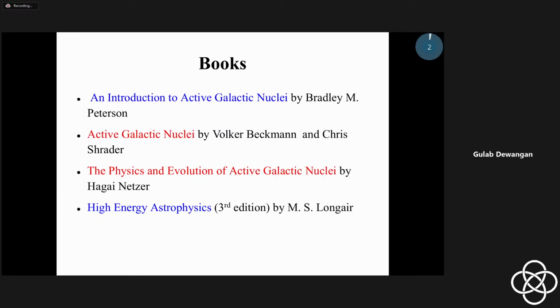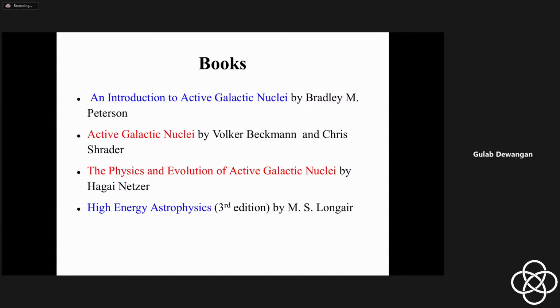Here I list the reference books. The first one, Introduction to Active Galactic Nuclei by Bradley M. Peterson, is a very introductory book. If you are just beginning in this area, then I would recommend going through this book. The other books are slightly more advanced. The book by Walker Beckman covers more on the central engine and is an excellent book for astrophysics.